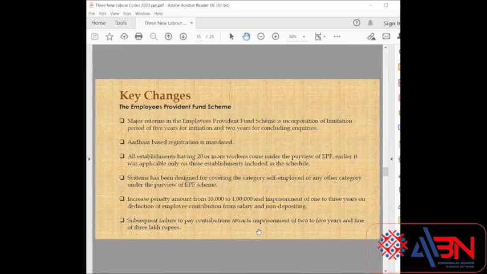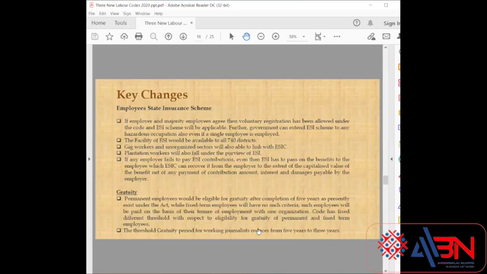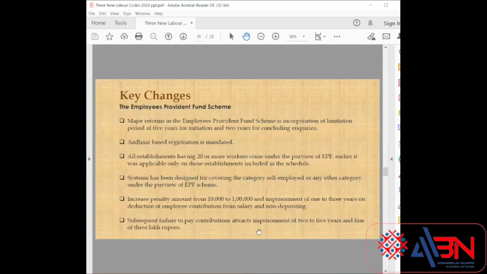If you have 20 or more workers, then you are liable to enroll yourself with the EPF and to pay the PF. Similarly, for those organizations which were deducting the PF but not depositing it, stringent provisions have been made. The amount of penalty has also increased. Although there is one change: earlier it was either imprisonment or fine. Now I think imprisonment is not mandatory. It has been limited to fine.